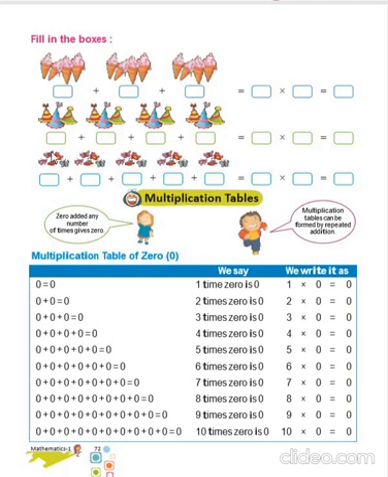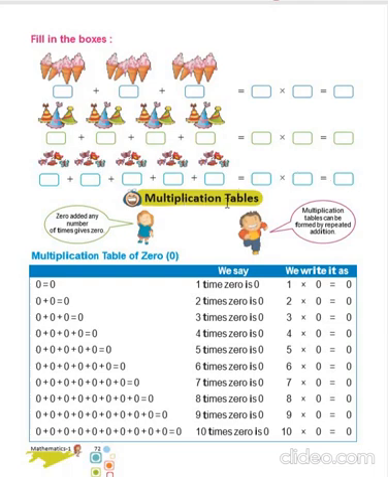Now how many butterflies are there? 1, 2, 3, 4, 5. 5 butterflies are there, and we have 1, 2, 3, 4, 5 groups. So it will be 5 into 5, which will give 25. Like this, we have to do the multiplication. Multiplication means adding the same number repeatedly.